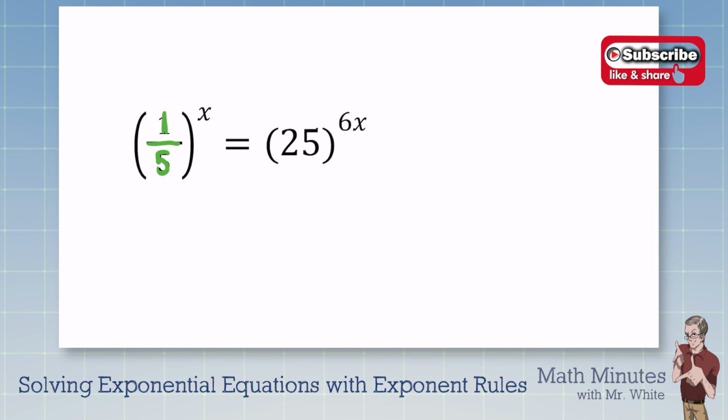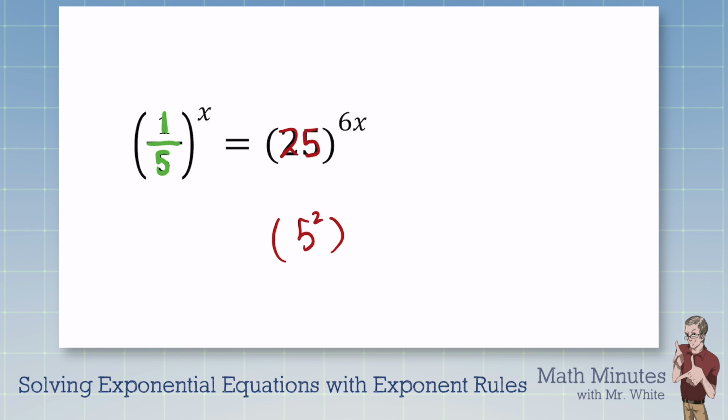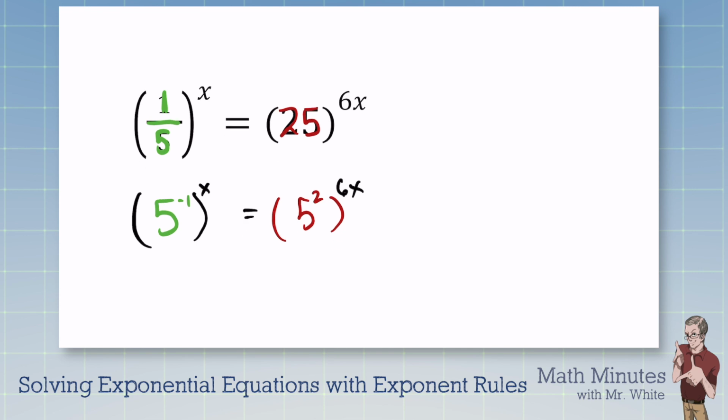And I'm thinking the number 5, right? 5 is sort of a common base here because 5 squared is 25. So we can come over here with this 25 and rewrite it as 5 squared with the 6x still there. How could we rewrite this green 1/5 as a base 5? Well, it would be a negative exponent, because that's what the rules say: fractions are actually negative exponents. So we can then keep solving.